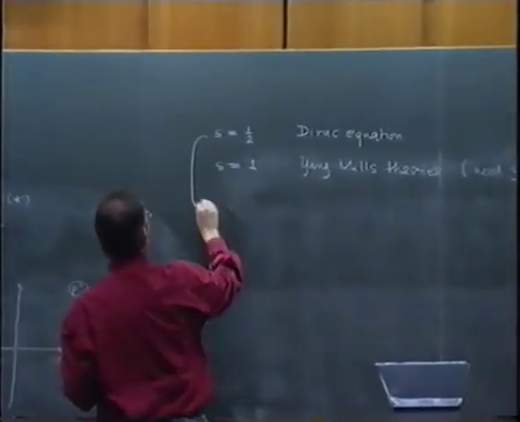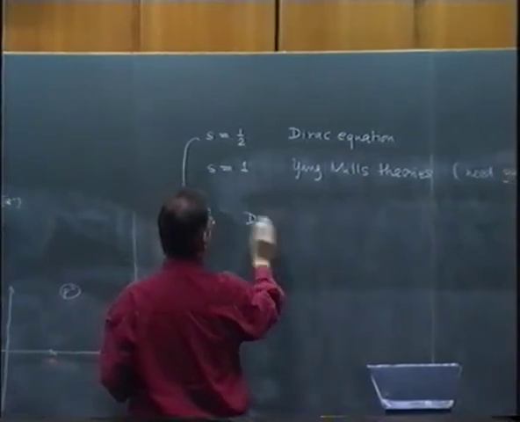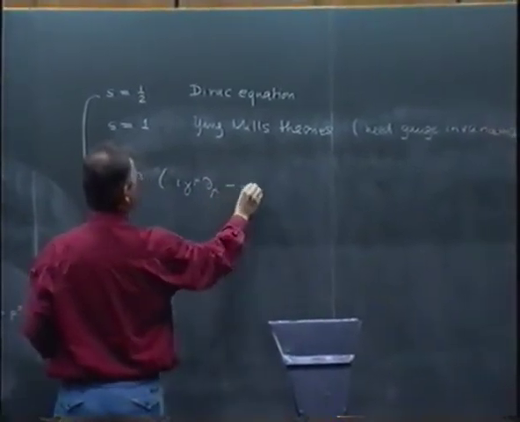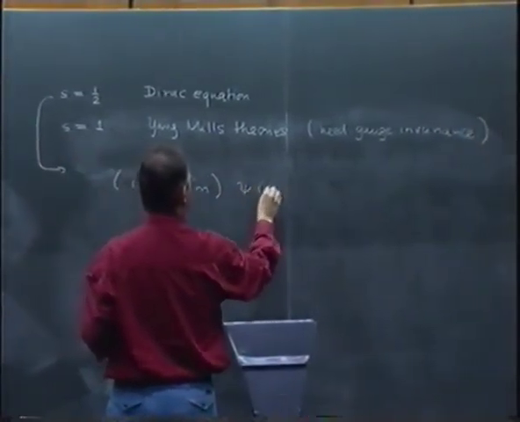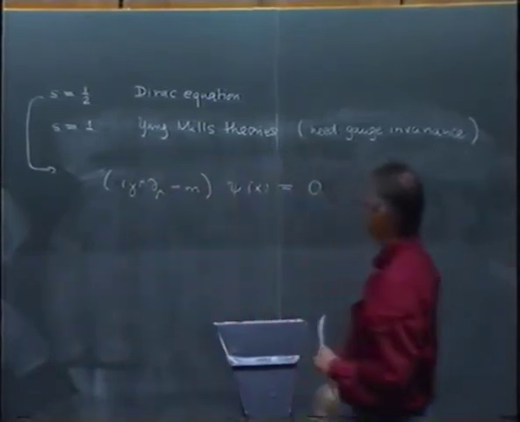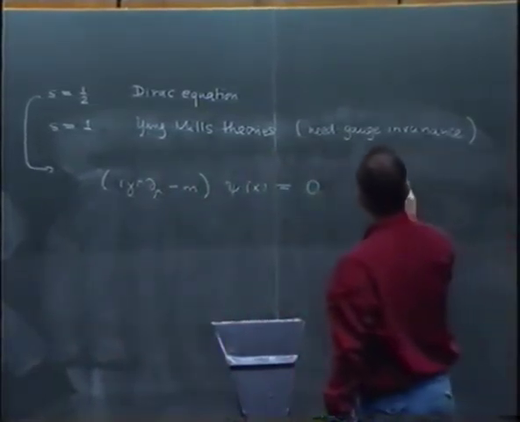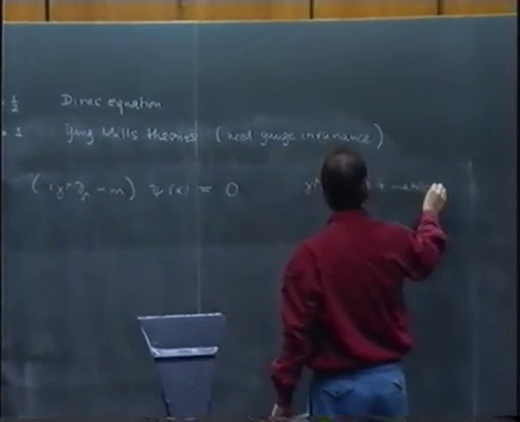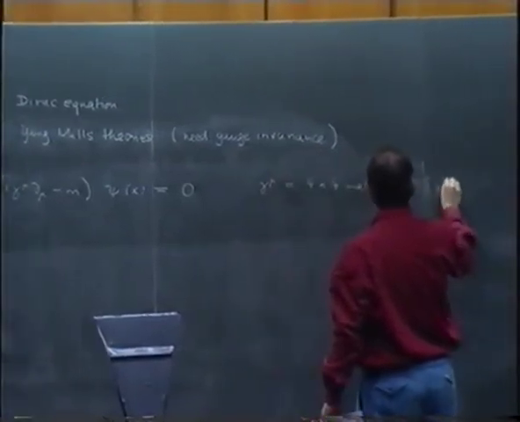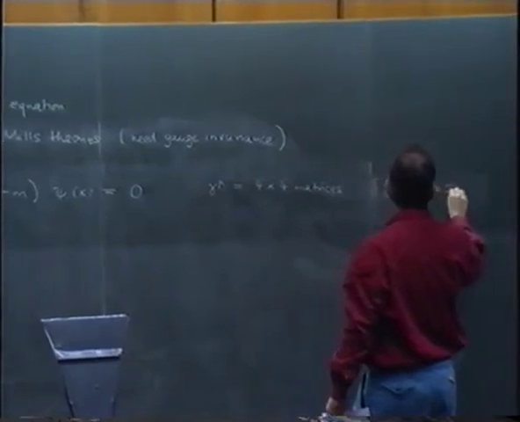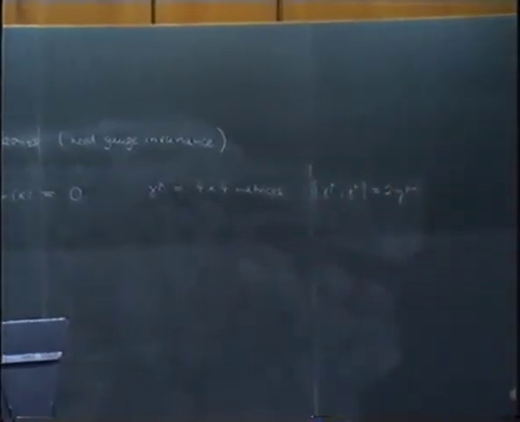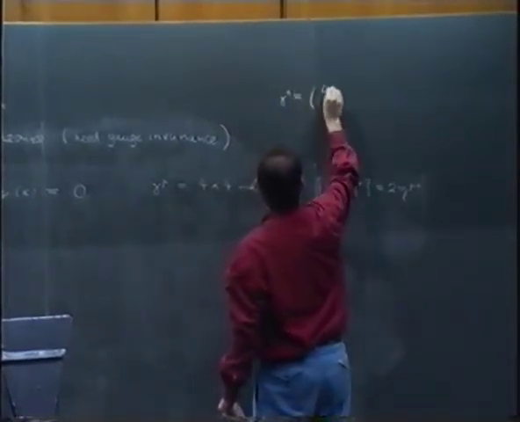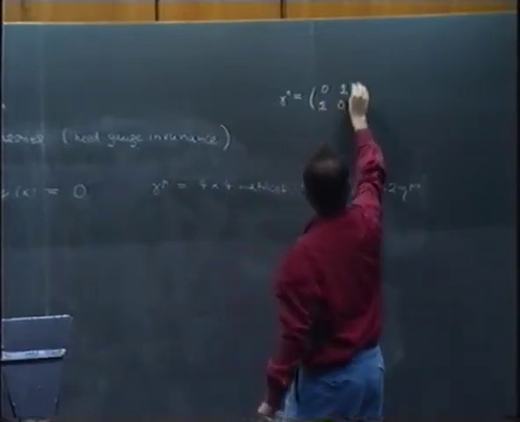So, the Dirac equation is, in my conventions, written like this: (γ^μ ∂_μ + m) ψ(x) = 0. Now, what is gamma mu? Those are the gamma matrices. Gamma mu are 4x4 matrices obeying the following relation: {γ^μ, γ^ν} = 2η^{μν}. And you can give them very explicitly. For example, you can choose them such that they are the following matrices.